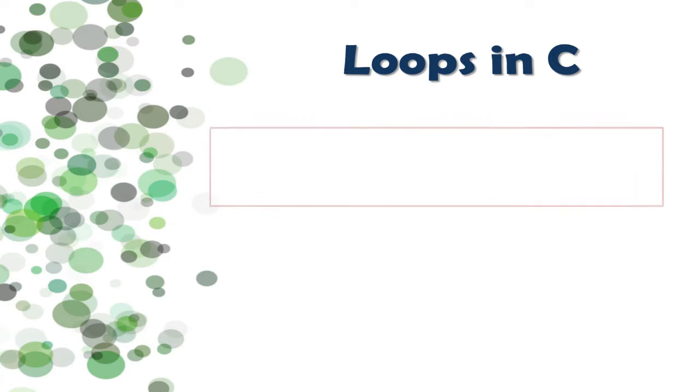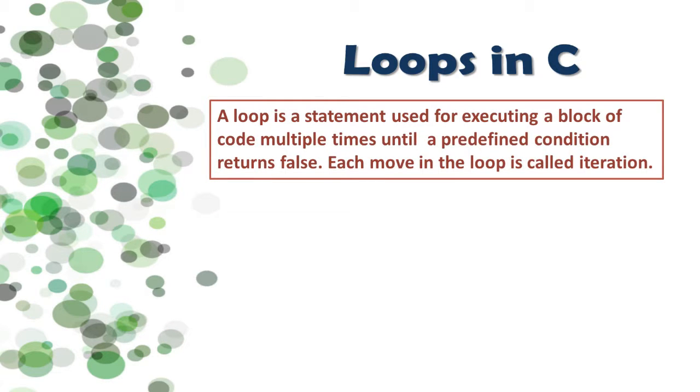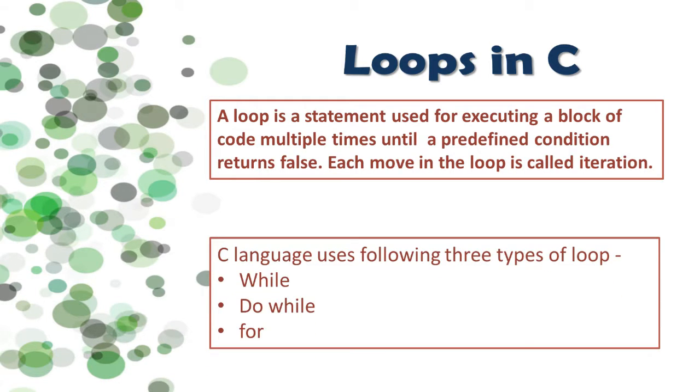What is a loop? A loop is a statement used for executing a block of code multiple times until a predefined condition returns false. Each move in the loop is called an iteration. We shall discuss further, but first learn how many types of loops there are in C. C has the following three types of loops, that is while loop, do while loop and for loop. This video of ours is specially on while and do while loop. To learn for loop we will have a separate video.